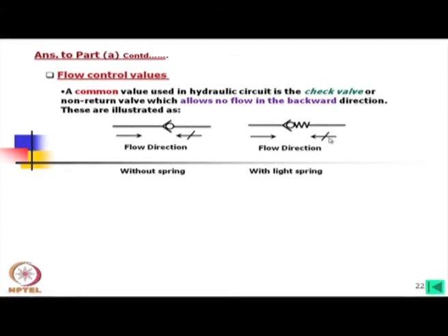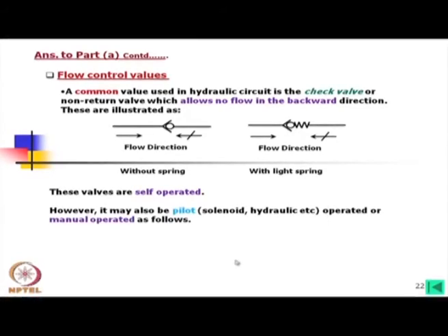Here also flow direction is this way, not this way, and this is without spring and this is with light spring. With light spring it is preferred because this valve you can keep in any direction, even in the upward direction, whereas this valve may malfunction if we keep it in the upward direction. These valves are self operated, that means we do not operate them externally. However, it may also be pilot, solenoid, hydraulic etc. operated or manual operated as follows.